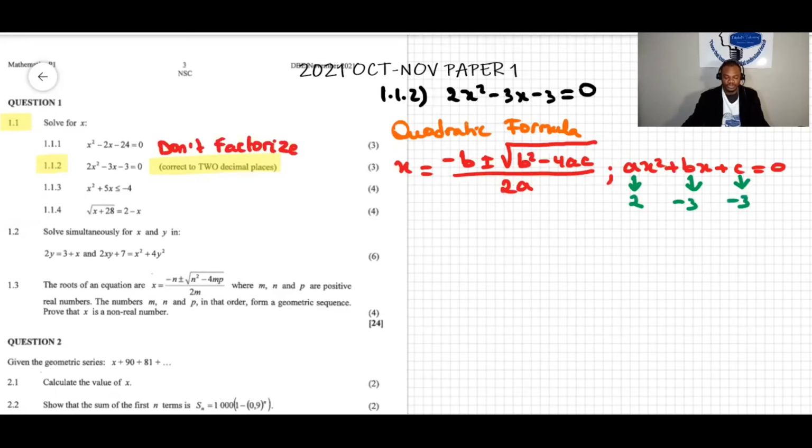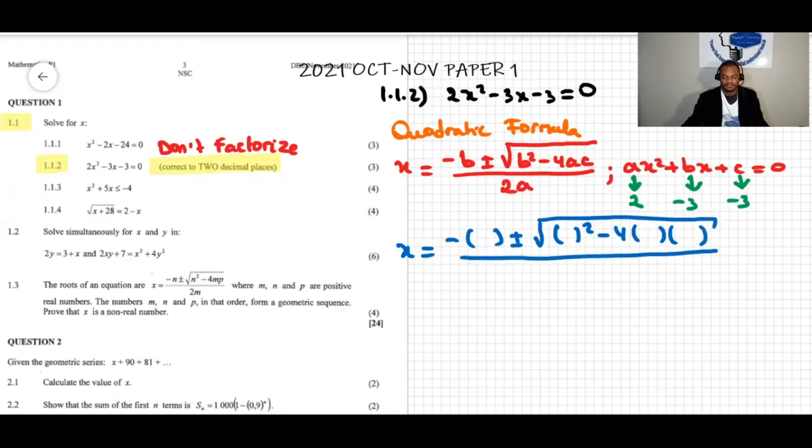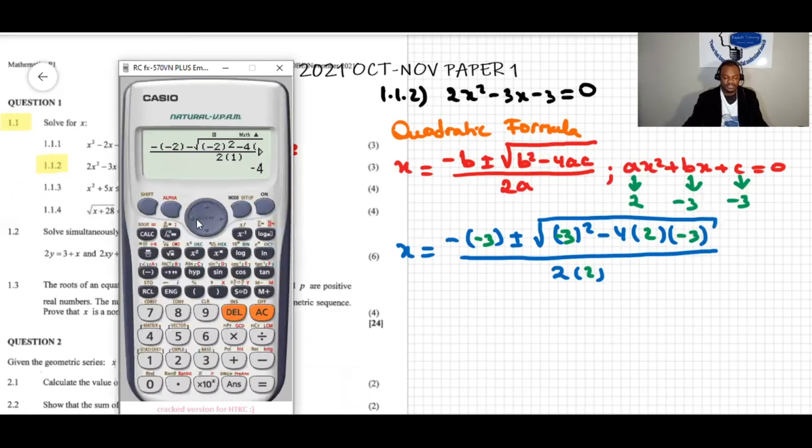Now we're going to substitute that in the quadratic formula. We must write negative b plus or minus the square root of b squared minus 4ac, all over 2a. Now let's substitute. We have minus b, b is negative 3, plus or minus the square root of b squared, so negative 3 squared, minus 4a, a is 2, and then c is negative 3, over 2a. Now we're going to substitute this in the calculator.